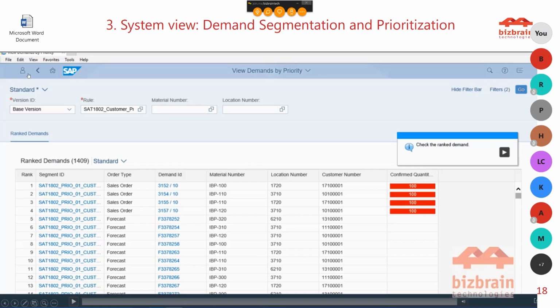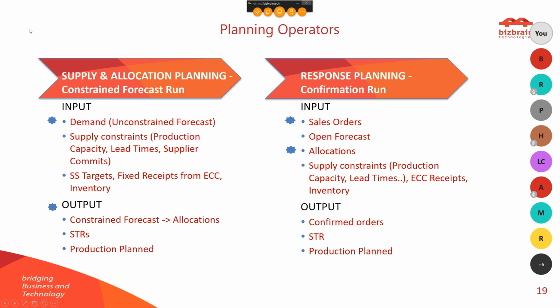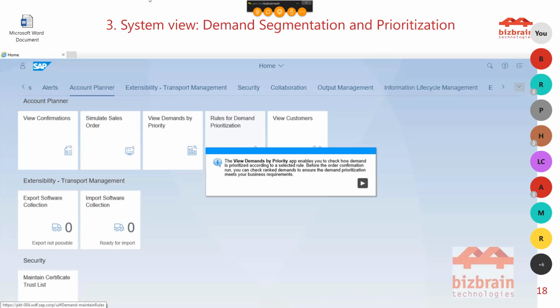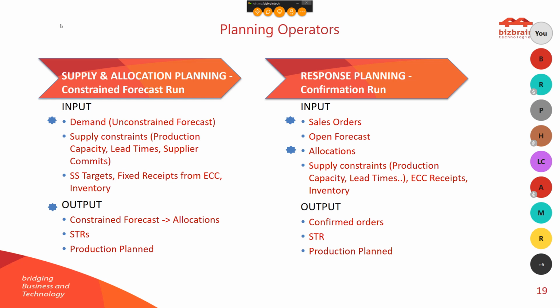And here I have attached a Word document also, which gives you a step-by-step process to set up this demand prioritization and segmentation. Any question regarding this? Because this is just a knowledge piece for all of you. So I will proceed now.